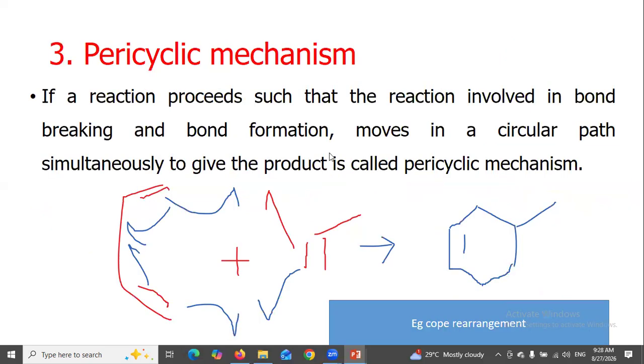Another one is the pericyclic mechanism. If the reaction proceeds such that the bond breaking and bond formation move in a circular path simultaneously to give the product, it is called a pericyclic mechanism.